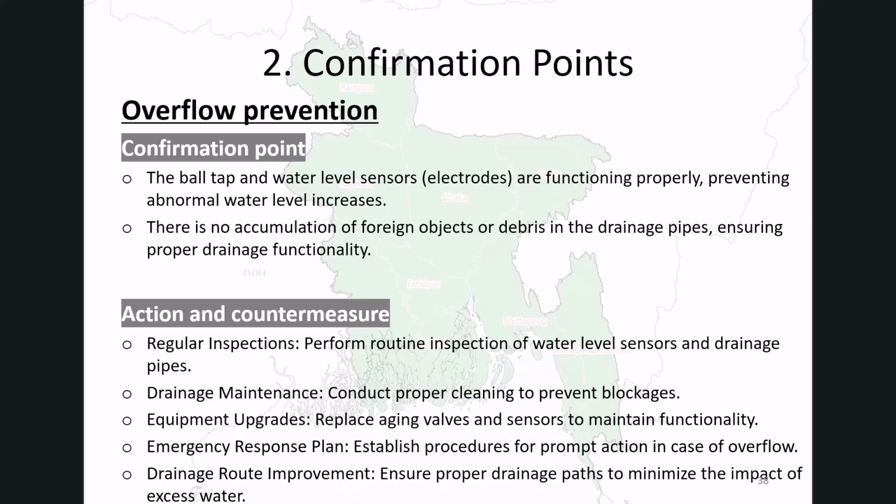Regular functional checks of water level control devices and drainage systems. Periodic cleaning. Equipment renewal to maintain functionality. Establishment of emergency response procedures for overflow events. Securing drainage routes in the event of overflow.